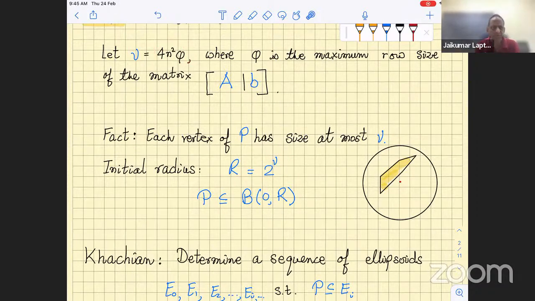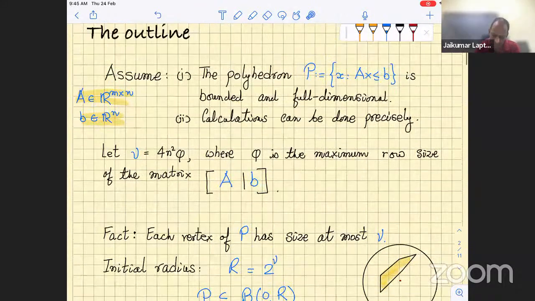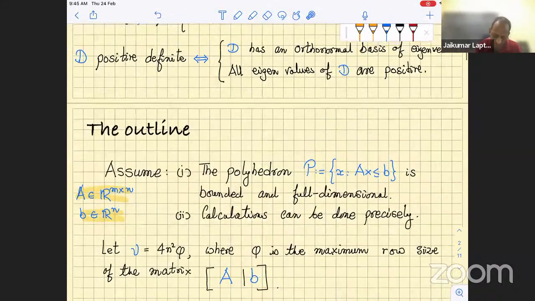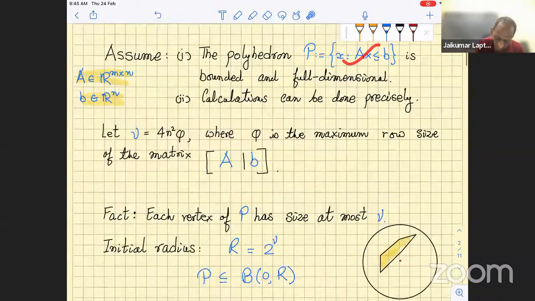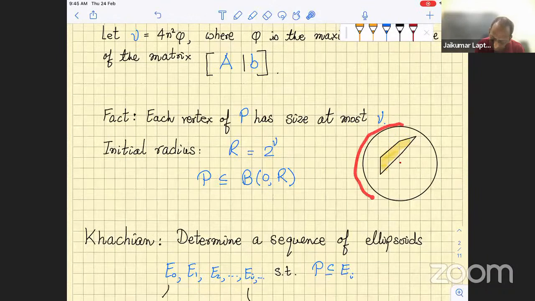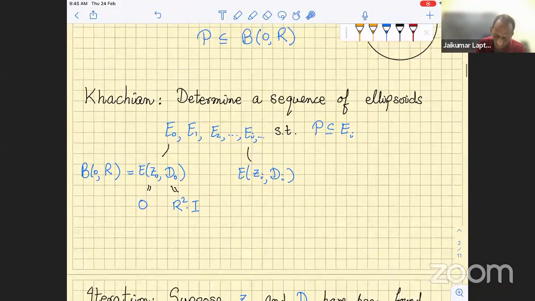To begin with, we have only been given the set of inequalities, and our goal is to find one feasible point, one point which satisfies these inequalities. And we start by constructing this ellipse, which is a ball. Let me just remind you what we do in each step.